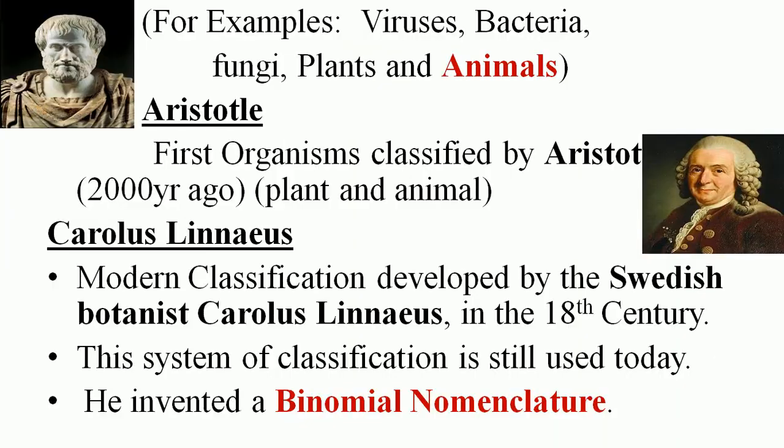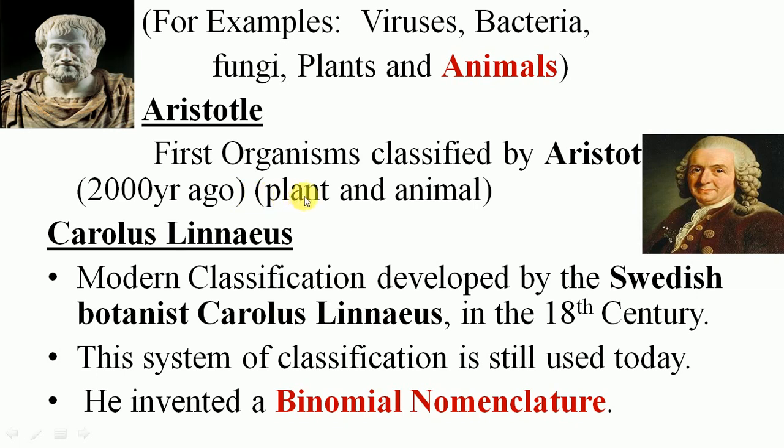Here we go to some historical part of taxonomy. You know that in life there are viruses, bacteria, fungi, plants, animals, and these are all big groups. The very first attempt to classify them was made by the first scientist, Aristotle. Aristotle is the first man who tried to classify animals, more than 2000 years ago, and he divided them into two parts, plant and animal.